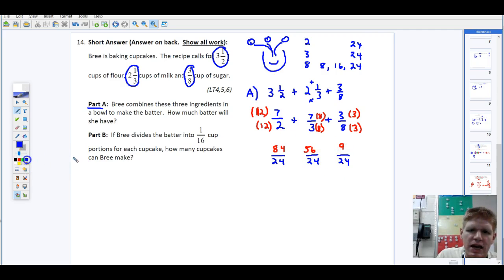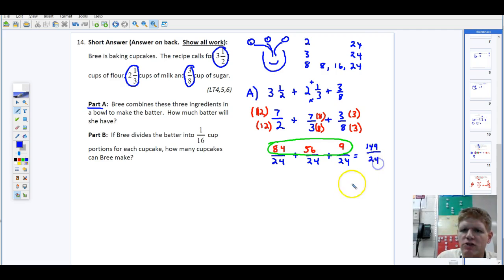And of course, we're going to be adding those together. And now that we have them all there, we're just going to add across the top here. We're going to add across all these numbers across the top. And that's going to give us, let's see, 84 plus 56. 80 plus 50 is 130. 6 and 4 is 10, so that's 140. Plus 9 is 149 over 24.